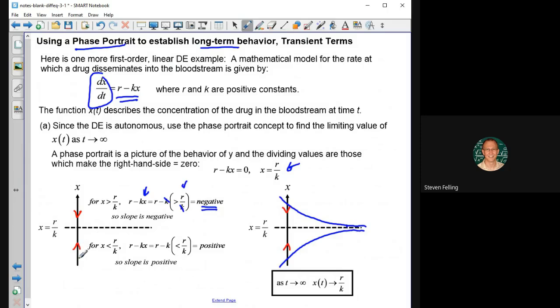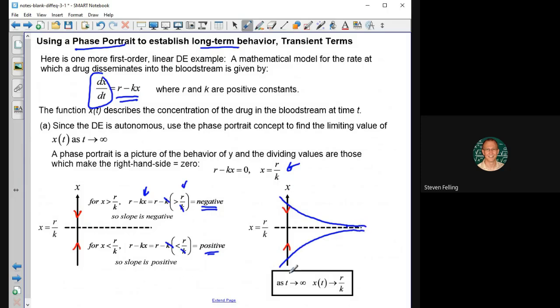And conversely, down here, if you plug in a value that's less, then you're going to take r minus something that's less than r, which is positive. So we'll have positive slopes here. That means we can just use the phase portrait to get some idea of the curve behavior.